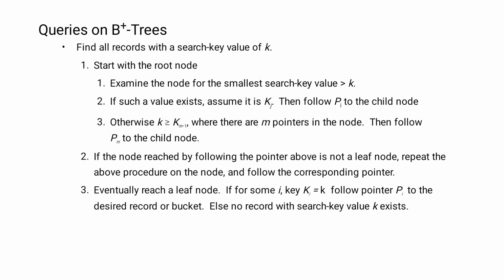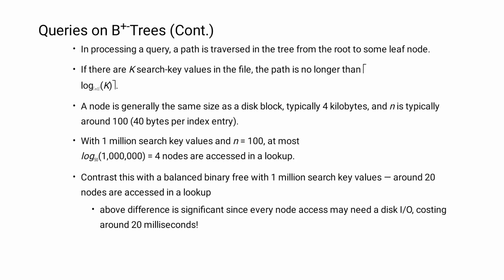So eventually we reach a leaf node. At the leaf node, if we find search key value ki that equals v, then pointer pi directs to the desired record or bucket. If the value v is not found in the leaf node, no record with the key value v exists. So this is about query on B+ trees.